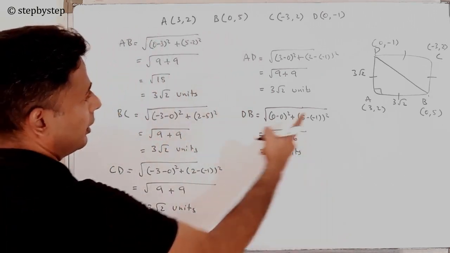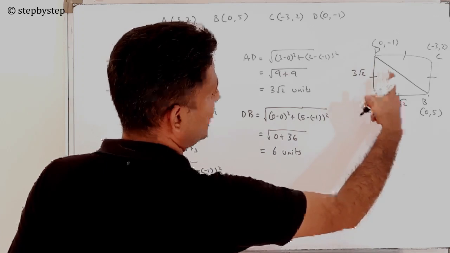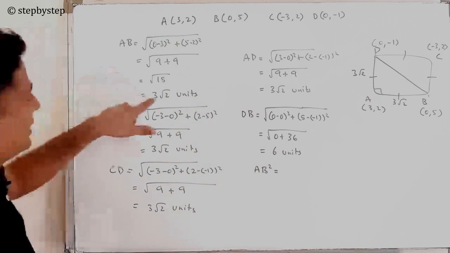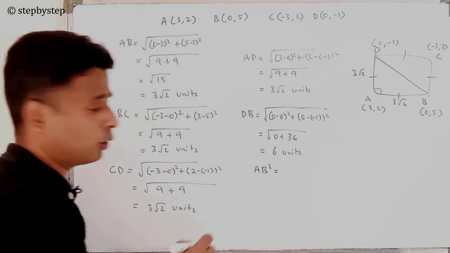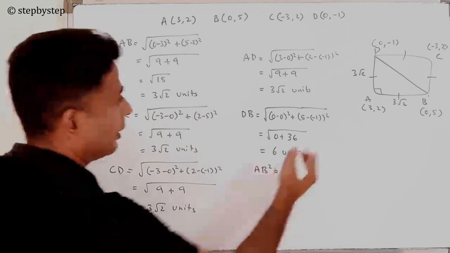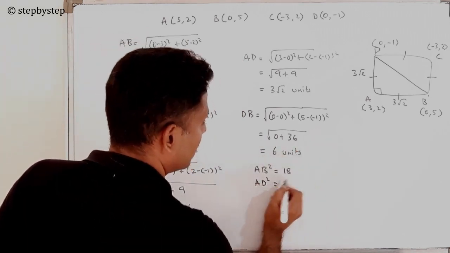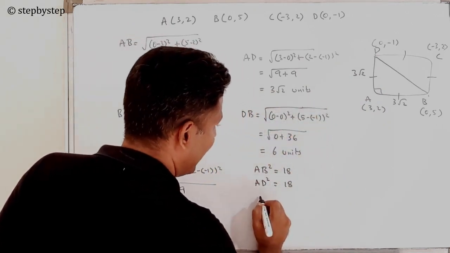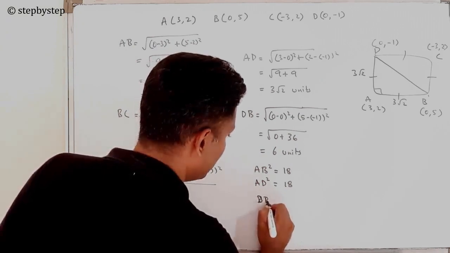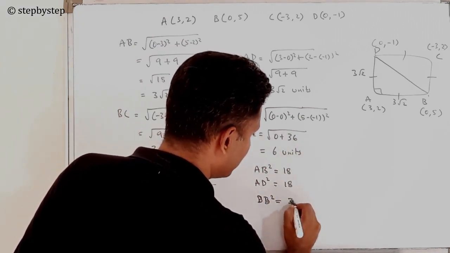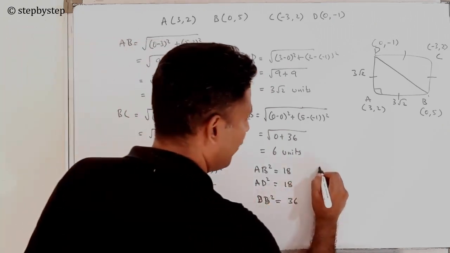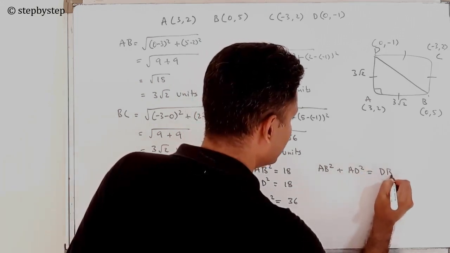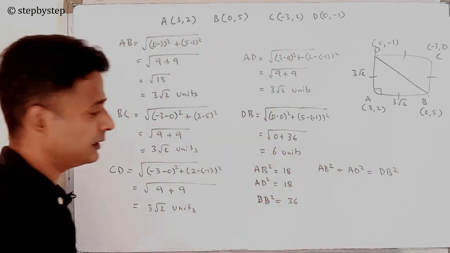Now is AB square plus AD square equal to DB square? That is what we have to find. So AB square is 3 root 2 whole square, that is 9 into 2, 18. Then AD square, again 3 root 2 whole square, 18, right? And what do we have? DB square, which is 6 square, that is 36. So we have AB square plus AD square equal to DB square, right? 18 plus 18 is 36.